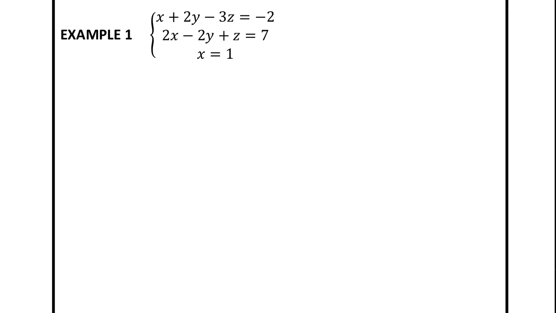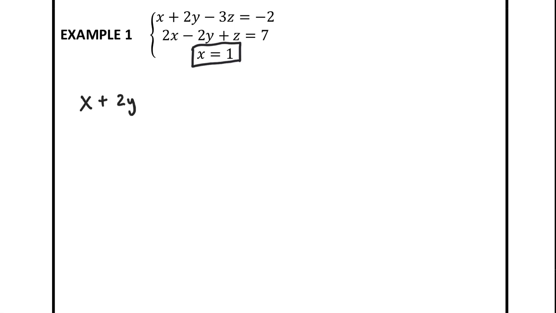Already solved. For example, I already know x equals 1. So what I can do is plug that into the previous two equations. Let me write the first equation down so you know which one I'm talking about, which is the first one.